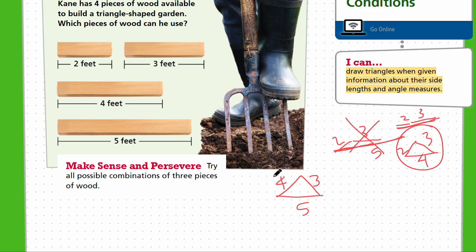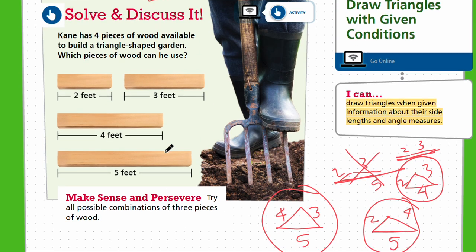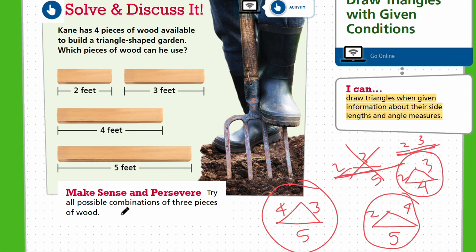And then 2, 4, 5. What about 2, 4, 5? 2 plus 4 is 6, and 5 is smaller than that. So yes, 2, 4, and 5 works. And then 3, 4, 5 works too. So the only thing that does not work would be 2, 3, and 5. They gave us a recommendation: try all possible combinations of 3 pieces of wood, and we did that. The only combination that does not work would be 2, 3, and 5.